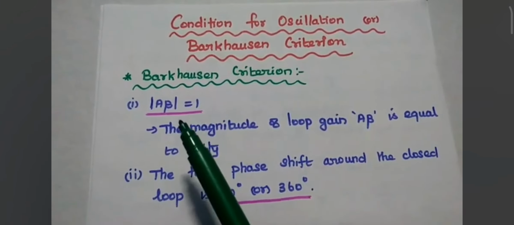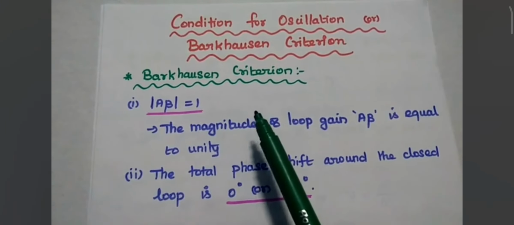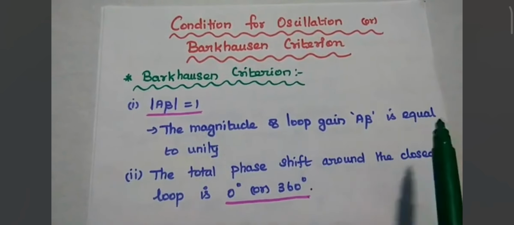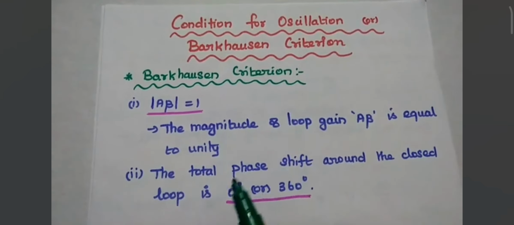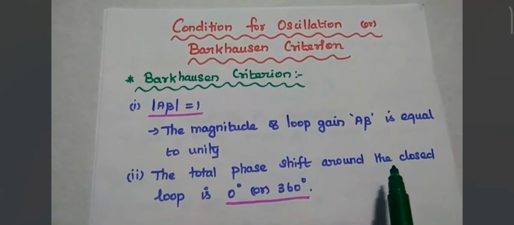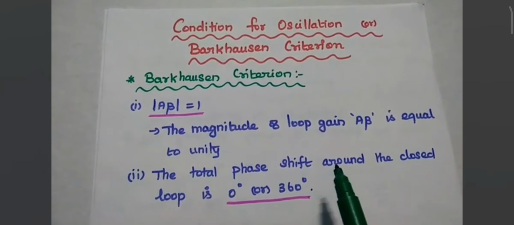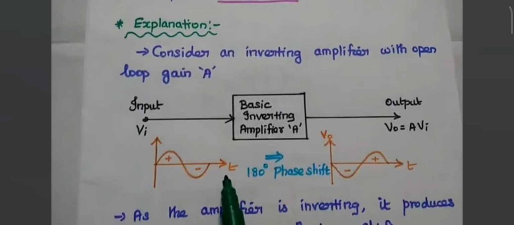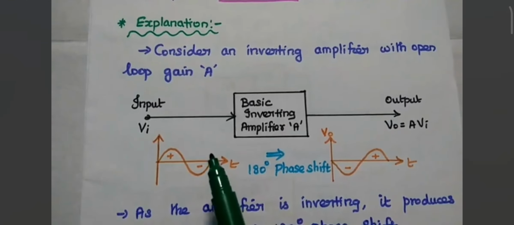The first condition is modulus of A beta is equal to 1. That is, the magnitude of loop gain A beta is equal to unity. The second condition is total phase shift around the closed loop is either 0 degree or 360 degree. Do you all understand? So in this video, we are going to prove these two conditions for oscillator circuits.